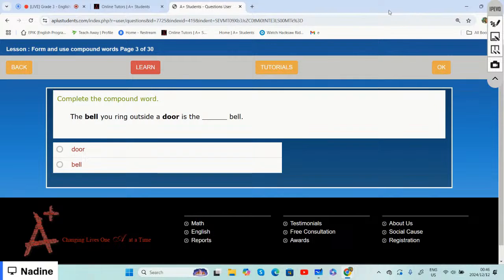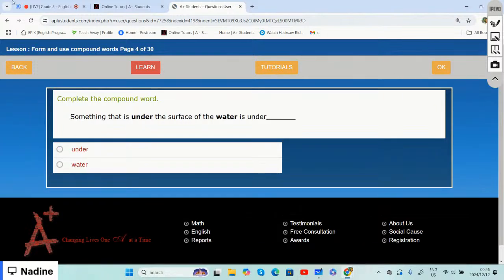All right. The third one says the bell you ring outside a door is called a what? Yes, we did say a doorbell. Well done.